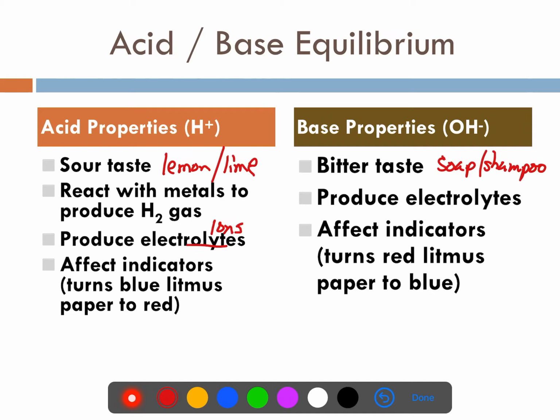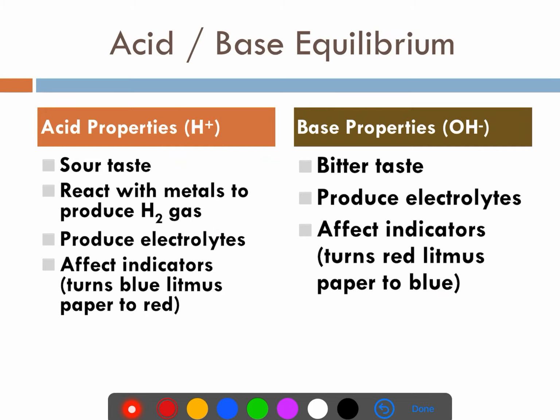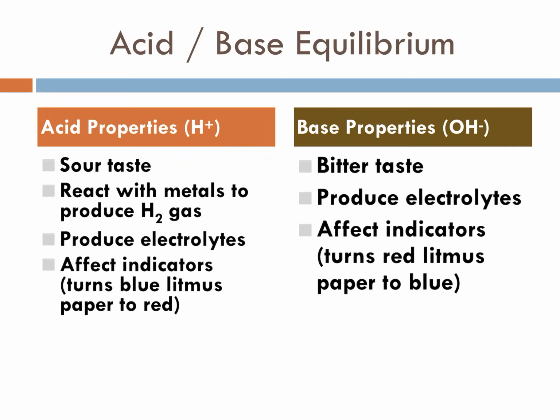And you may have done something in middle school with what's called litmus paper. There are two types of litmus paper, blue litmus and a red version. In the presence of an acid, blue litmus turns red, and in the presence of a base, red litmus paper will turn blue. There are many indicators, however. Litmus is just one of them.